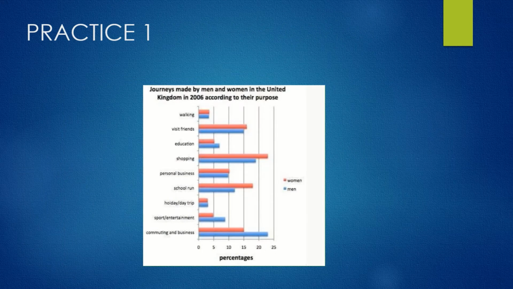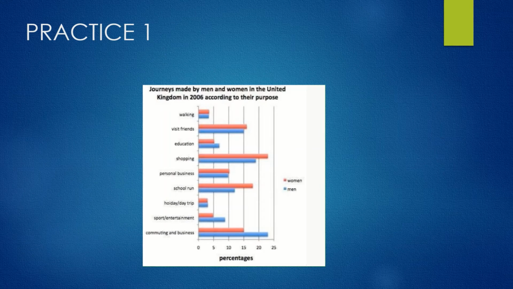Once you hear the beep, you begin to describe the image, as you will hear soon. Now you go ahead to say: the graph shows the journeys made by men and women in the United Kingdom in 2006 according to their purposes. The women are represented in red while the men are represented in blue. It is seen that women had more percentages in shopping than the men. It can also be said that the men had more percentages in commuting and business than the women. Surprisingly, both men and women had the same percentages in working and holiday day trip. In conclusion, this is a very interesting graph.